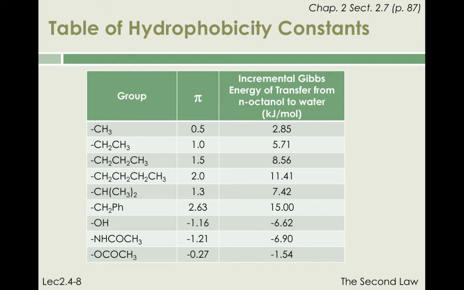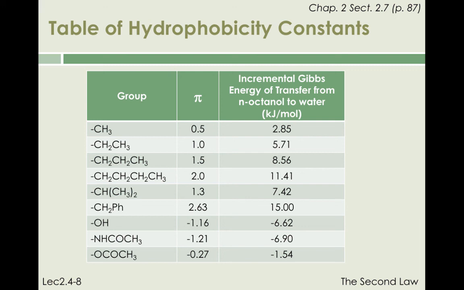Along the same lines, the toluyl or CH2-phenyl group has a much lower hydrophobicity constant, 2.63, than what one would expect for heptyl, 7 times 0.5 or 3.5. At the bottom of the table, negative hydrophobicity constants are observed. These correspond to groups that are actually hydrophilic. The more negative the value of pi, the more hydrophilic the group is.